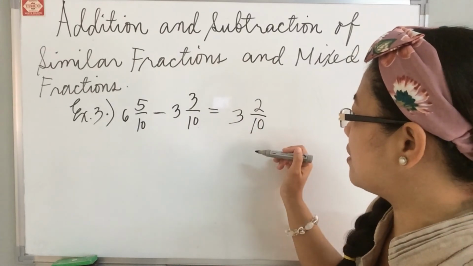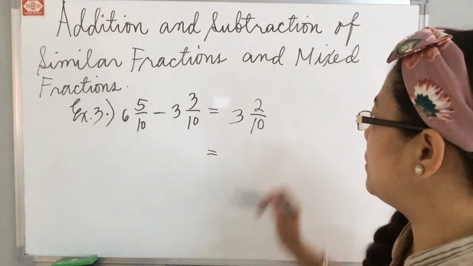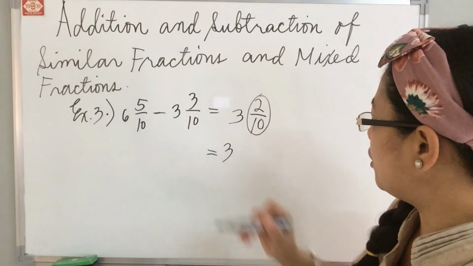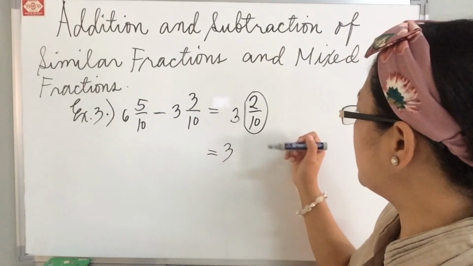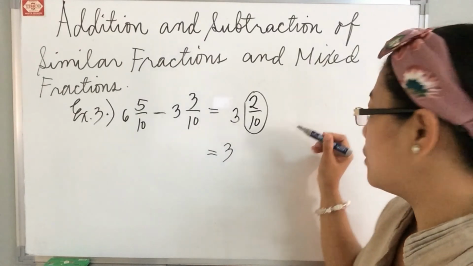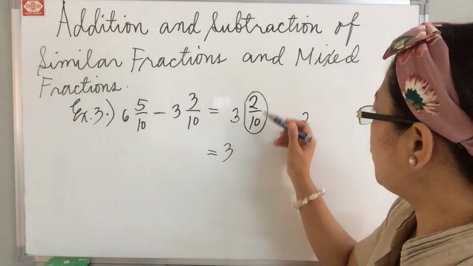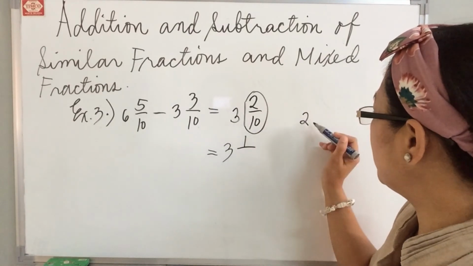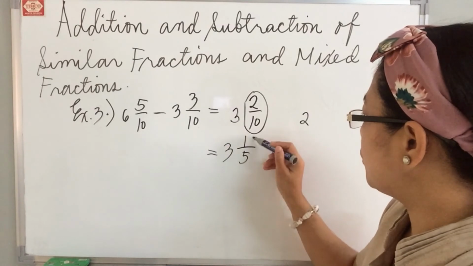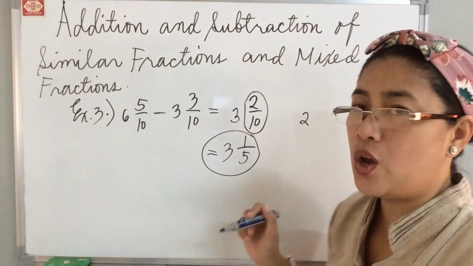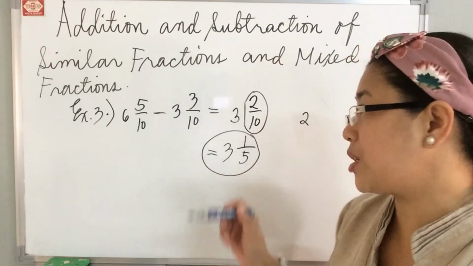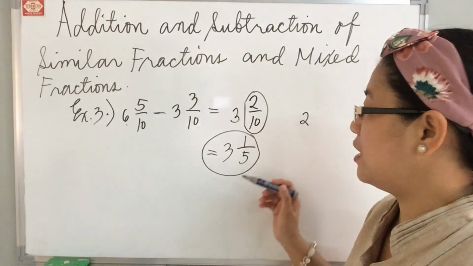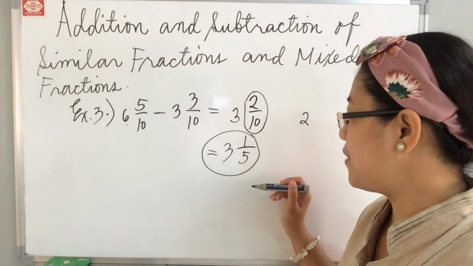Is 3 and 2/10 the lowest term? No, because we can still reduce 2 over 10 here. So, bring down the whole number. And 2/10 can be reduced. What is the GCF? We have 2. So, divide both numbers by 2. So, 2 divided by 2 is 1, and 10 divided by 2 is 5. So, our final answer is 3 and 1/5. So, when we subtract 3 and 3/10 from 6 and 5/10, it will give us 3 and 1/5.